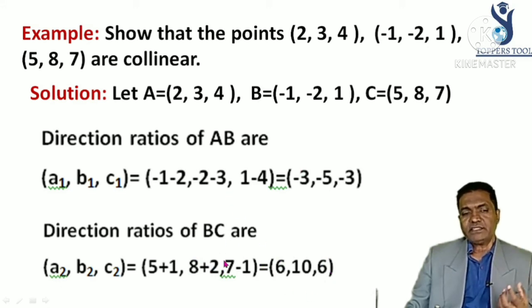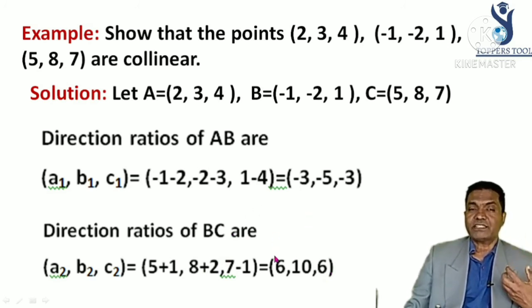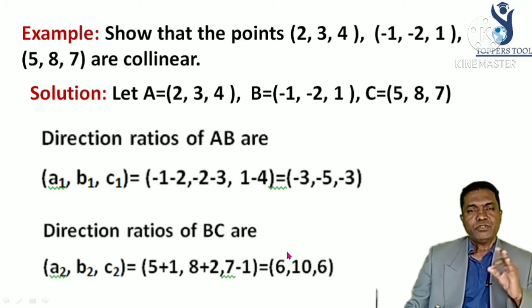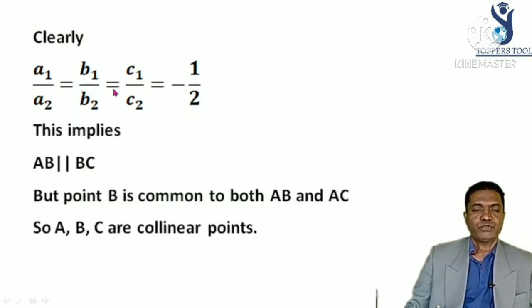Now after finding these direction ratios, just check their ratios. If the ratios of the direction ratios are equal, then you can conclude that they are parallel. So looking at this here, minus 3 by 6 gives you minus 1 by 2. Similarly, minus 5 by 10 gives you again minus 1 by 2, and minus 3 by 6 also gives you minus 1 by 2. So clearly, on division you will get minus 1 by 2.